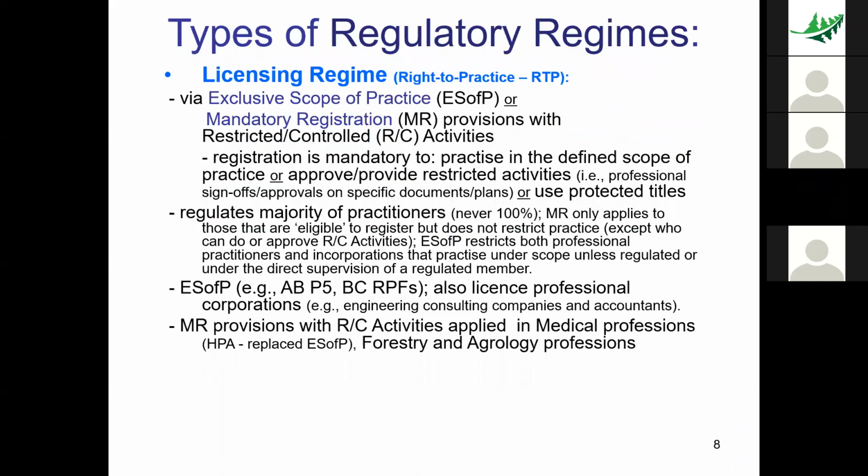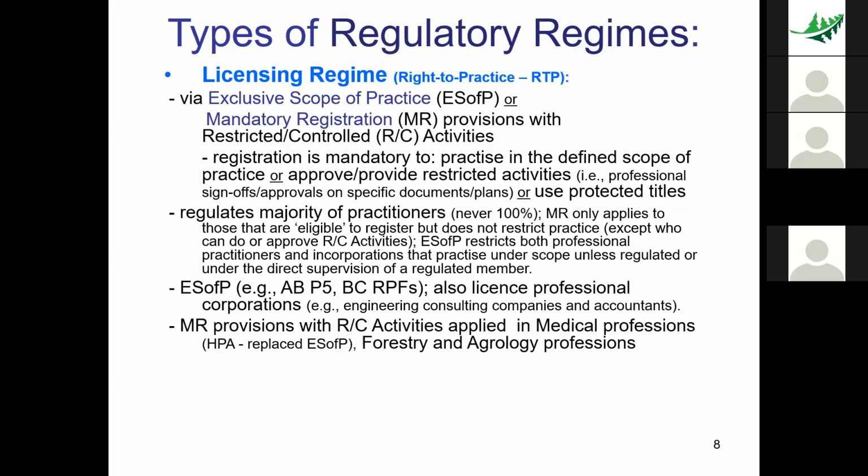Licensing is in 2 shapes. As I mentioned, the engineers and architects and land surveyors are in the exclusive scope of practice. That means, as you read through this slide, that they not only regulate practitioners that practice engineering, anybody that does the practice of engineering must be registered or working under the direct supervision of a PEng if you're in the engineering world. So that's what they talk about, exclusive scope of practice.